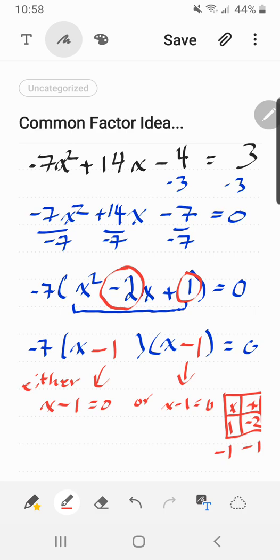So you go and solve and you end up with x is equal to 1, and that is your solution. And the same could be said for this one. x is equal to 1, and you're done.